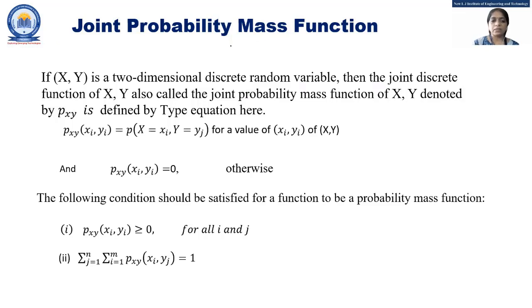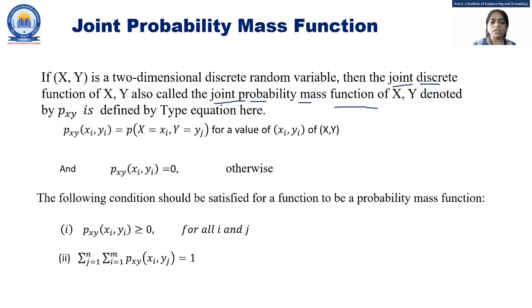Joint probability mass function. If (X, Y) is a two-dimensional discrete random variable, then the joint discrete function of X and Y, also called the joint probability mass function of (X, Y), is denoted by small p with suffix XY. It is defined by p_XY(xi, yj) equal to P(X = xi, Y = yj) for all values (xi, yj) of X and Y, and p_XY(xi, yj) equal to 0 otherwise.